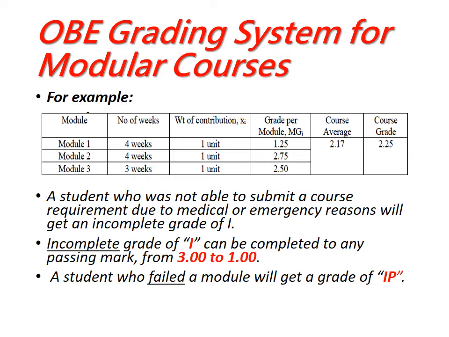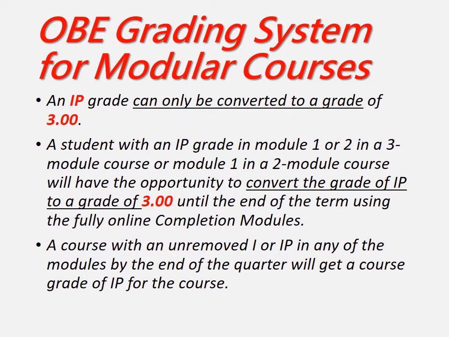A student who was not able to submit a course requirement due to medical or emergency reasons will get an incomplete grade of I. Incomplete grade of I can be completed to any passing mark from 3 to 1. A student who failed a module will get a grade of IP. An IP grade can only be converted to a grade of 3.